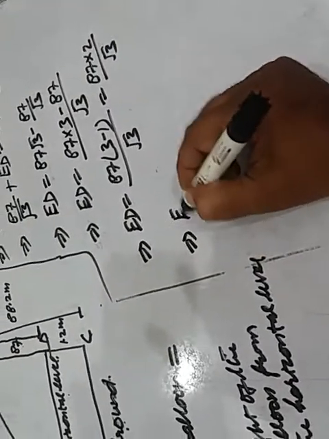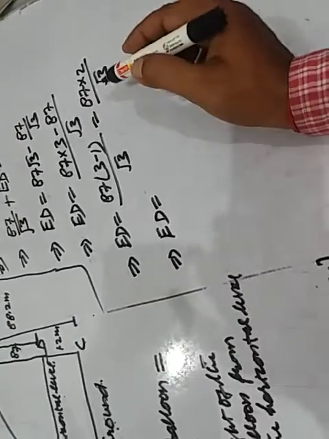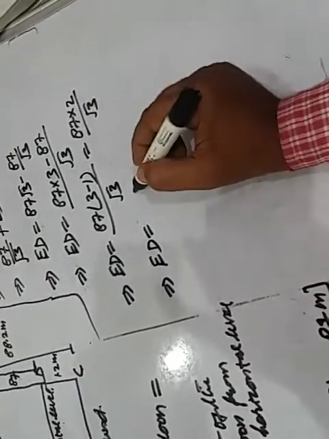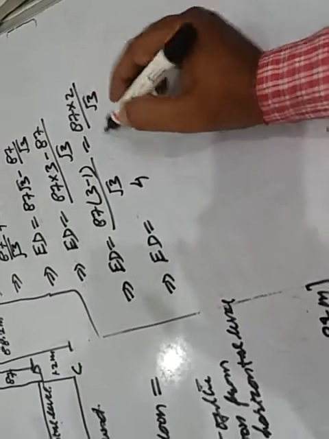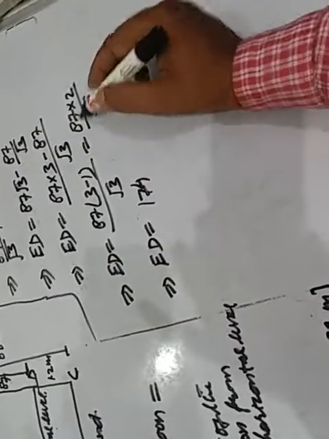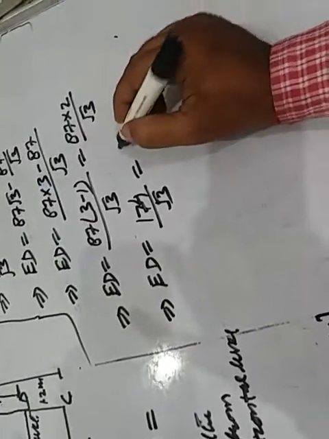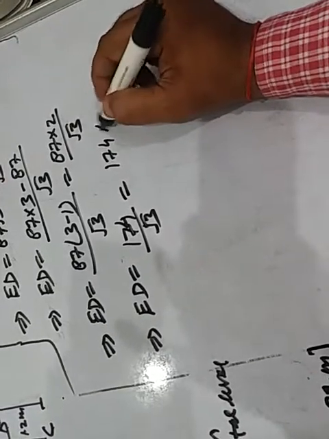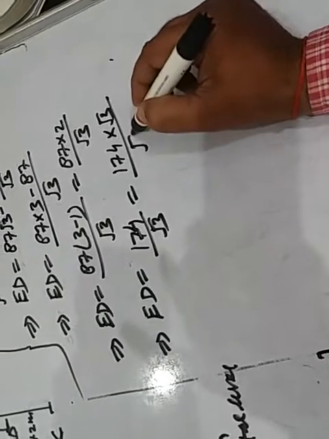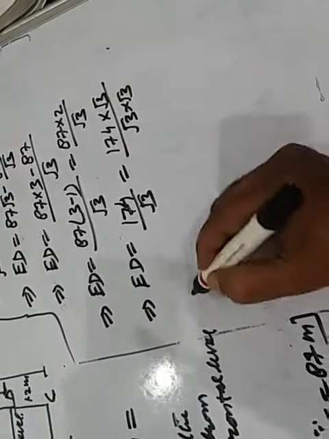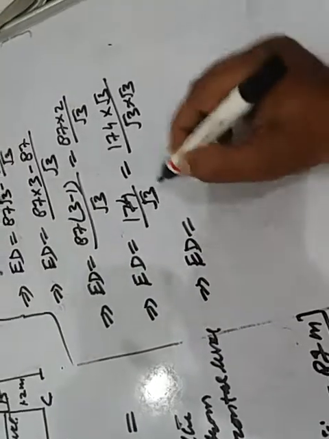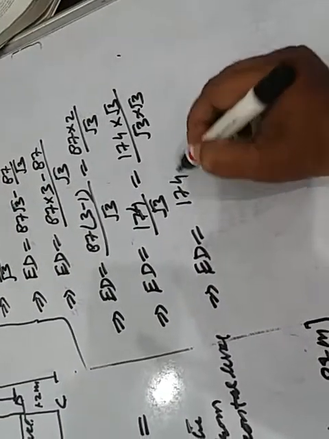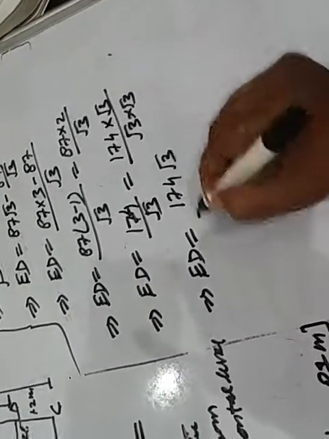What does it mean? It means that ED equal to 87 multiplied by 2, that is 2 7 is 14, and 2 8 is 16, and 1 is 17. So 174 upon root 3. This can be written as, rationalize, 174 multiplied by root 3 upon root 3 into root 3. Okay, children? This implies that ED equal to 174 root 3 upon this is 3.